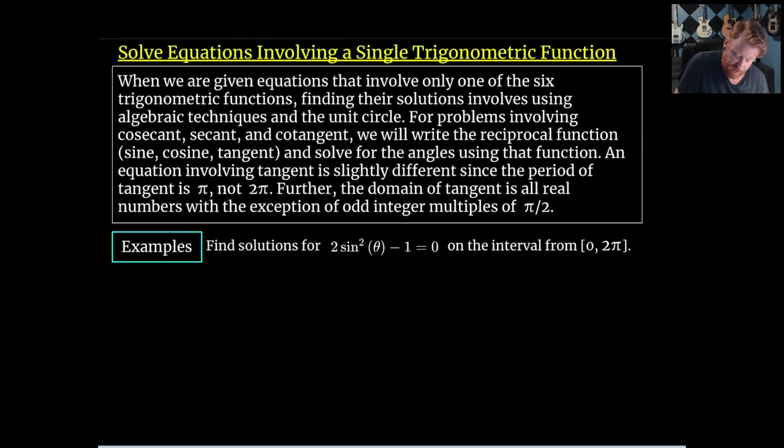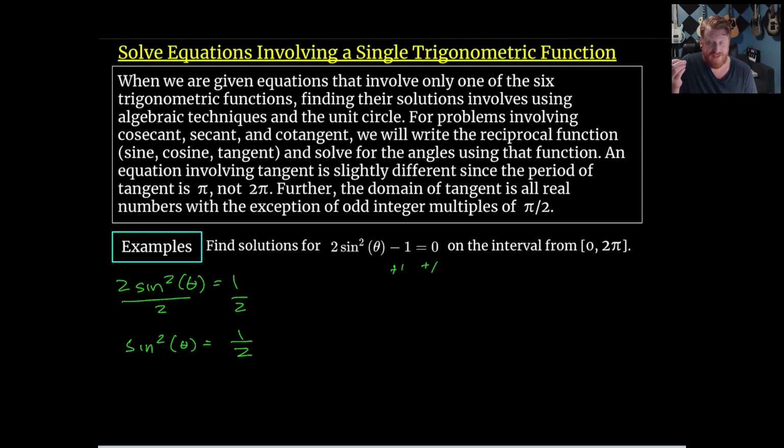We're asked to find solutions for 2 sine squared of theta minus 1 equals 0 on this interval from 0 to 2 pi. So if we can just get sine theta equals some value, hopefully that value is something that we know, some common ratio, and then we can use that to figure out what theta must be. So let me start here by adding 1 to both sides, and we will get 2 sine squared theta equals 1, and then we'll divide both sides by 2, and we will get sine squared theta is equal to 1/2.